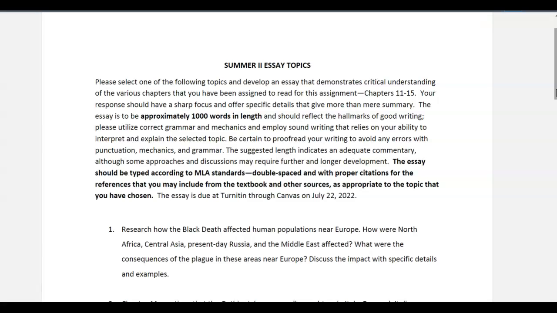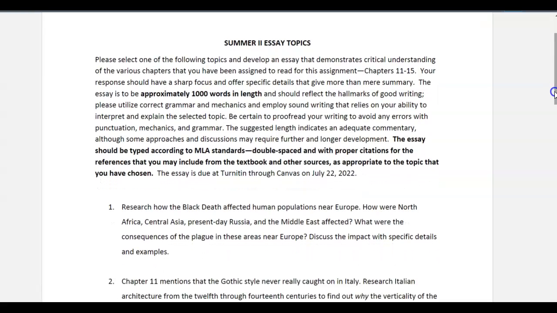This is a research paper, which means you're going to have to go find information to use, and they're going to discuss what that information involves. And we'll talk about that in just a moment as we look at the topics. Again, 1,000 words. It's not that hard to do, folks, to get that. I am also an English teacher, so I do expect the hallmarks of good writing, which means, yes, correct grammar, correct spelling, proper mechanics, all that's involved. You're to proofread your work to avoid errors with punctuation, mechanics, and grammar. I will expect spelling to be correct. It is to be typed according to MLA standard.